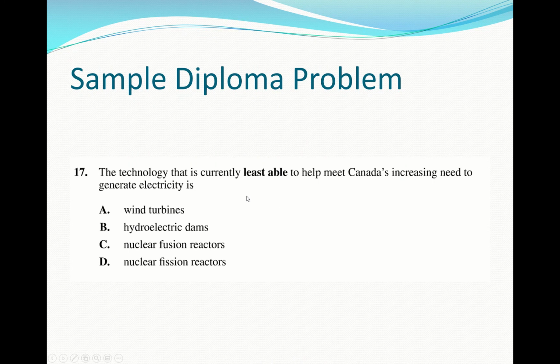So calculate the technology that is least able to meet Canada's increasing need to generate electricity. So the answer is C. These don't exist. Fusion reactors don't exist, so it's not very able to meet our needs. So C is the correct answer.